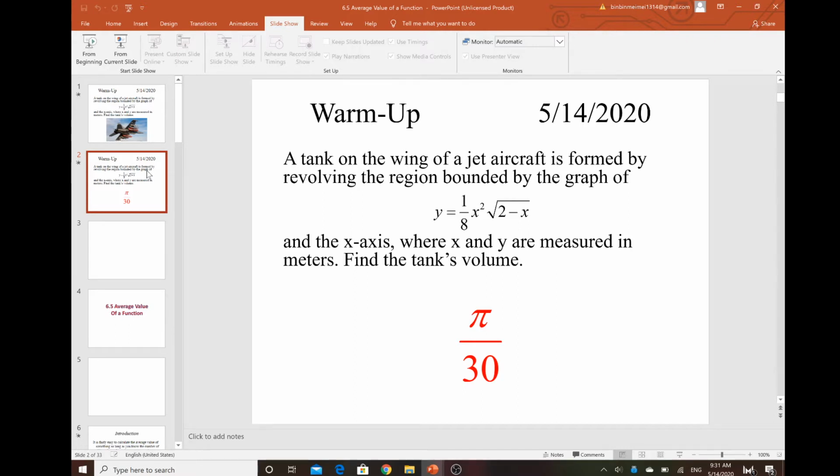A tank on the wing of a jet aircraft is formed by revolving the region bounded by the graph of y equals 1/8 x squared times the square root of 2 minus x, and bounded by the x-axis, where x and y are measured in meters. Find the tank's volume. Once you get the positions, find the point where the graph and the x-axis intersect so you can get the upper bound and lower bound values. Then you can just integrate using this method, and eventually you'll get pi over 30.